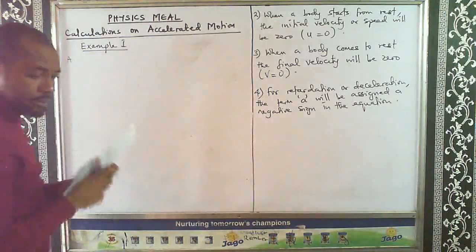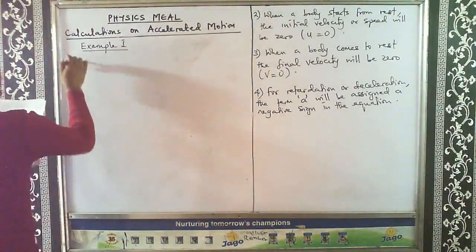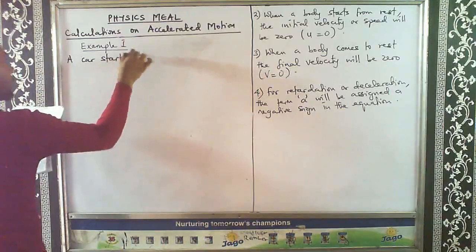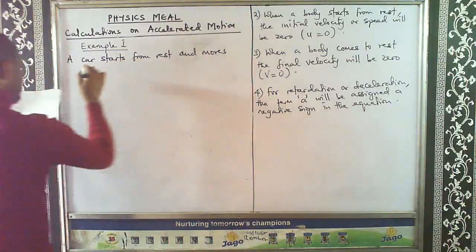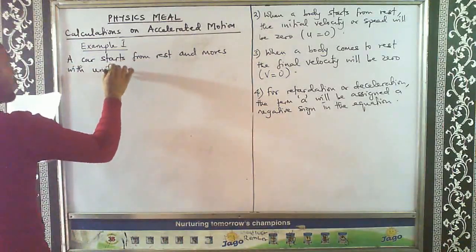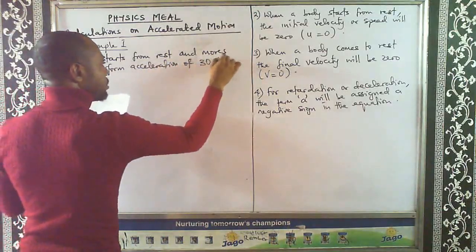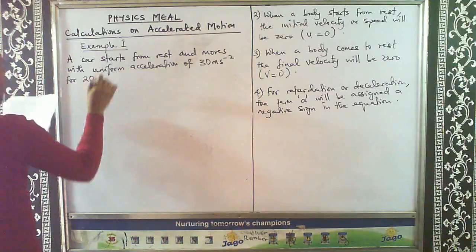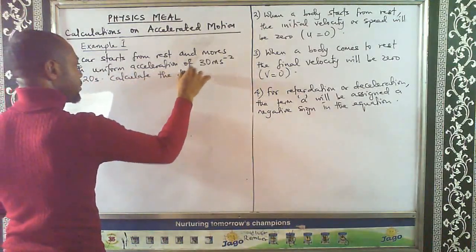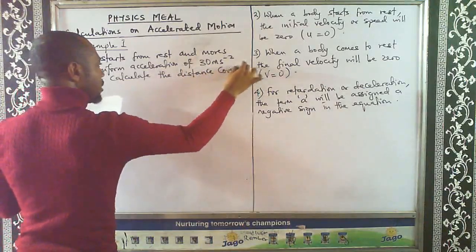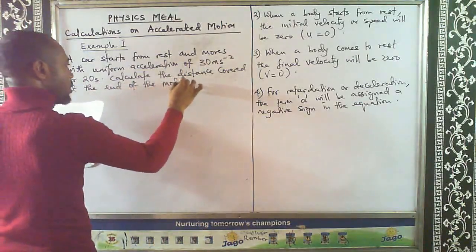A car starts from rest and moves with uniform acceleration of 30 meters per second squared for 20 seconds. Calculate the distance covered at the end of the motion. Okay?